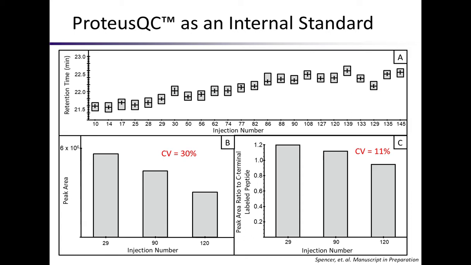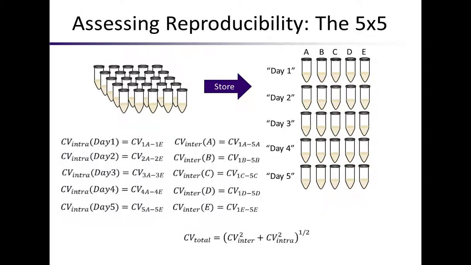So for example, if you just take the peak area of a peptide, our CV might be pretty high because our peak area might drop over time. So this is injection 29, 90, and 120. But if you normalize these to the internal standard, you can really bring this CV back down. So we can restore our CV.